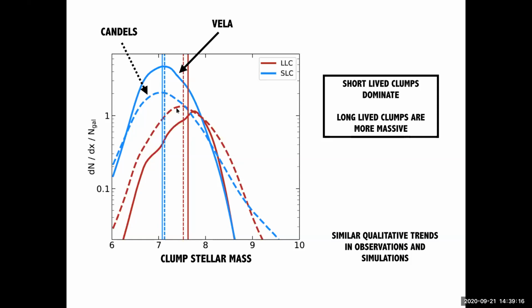The dashed line here is CANDELS, and the solid line is VELA, CANDELized, okay? The main trend you see here is that there is a difference in the mass, although we didn't provide any mass estimate on the clumps when doing the classification. Long-lived clumps, as you would expect, are more massive, and short-lived clumps dominate the population. There are way more short-lived clumps, but they are at lower masses.